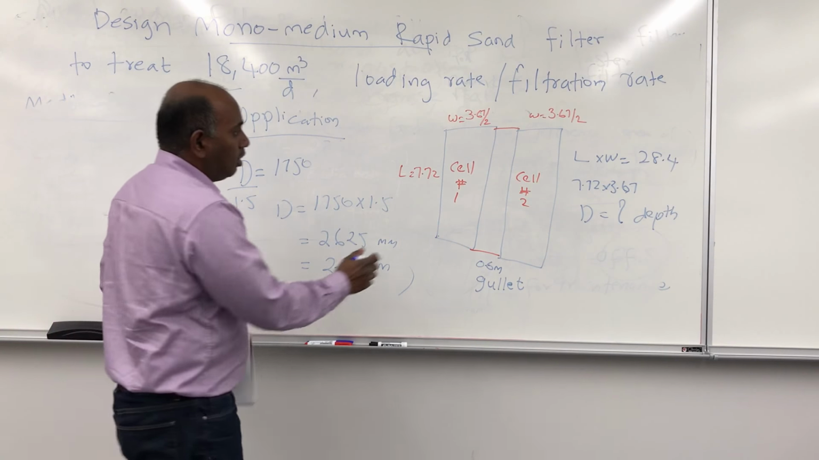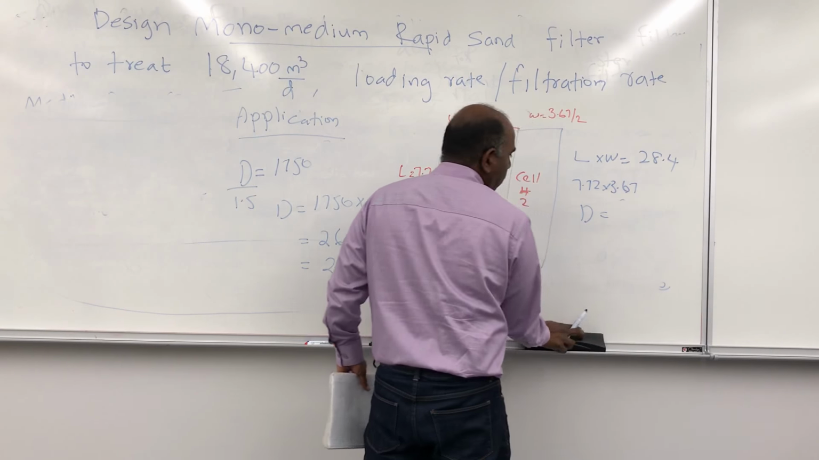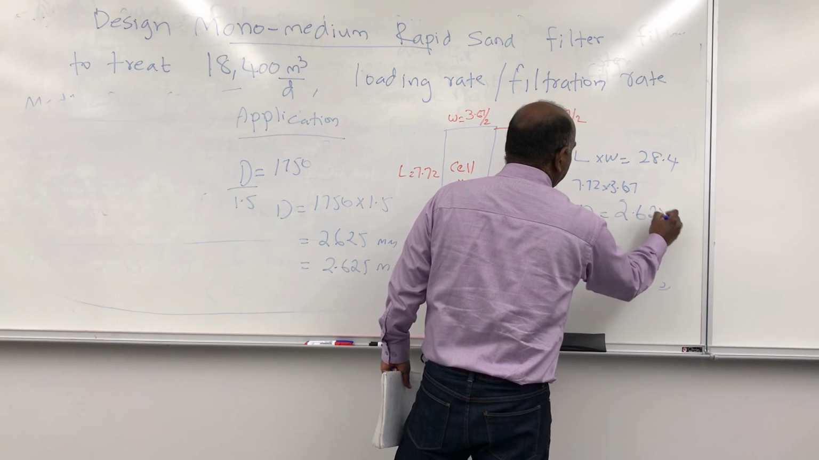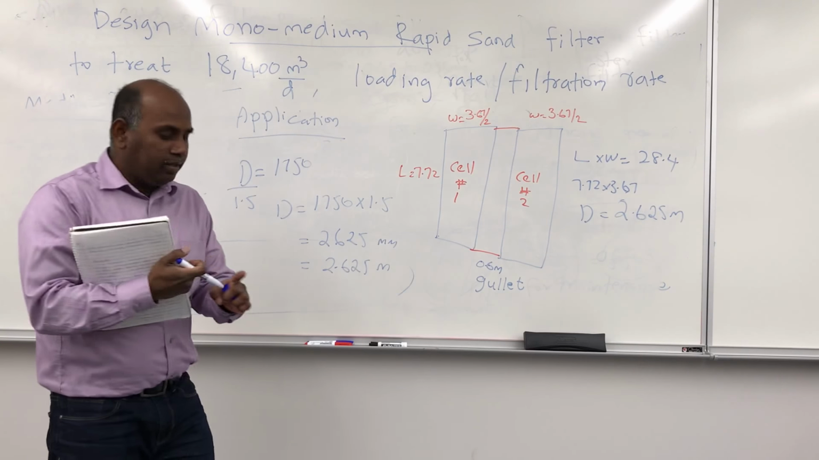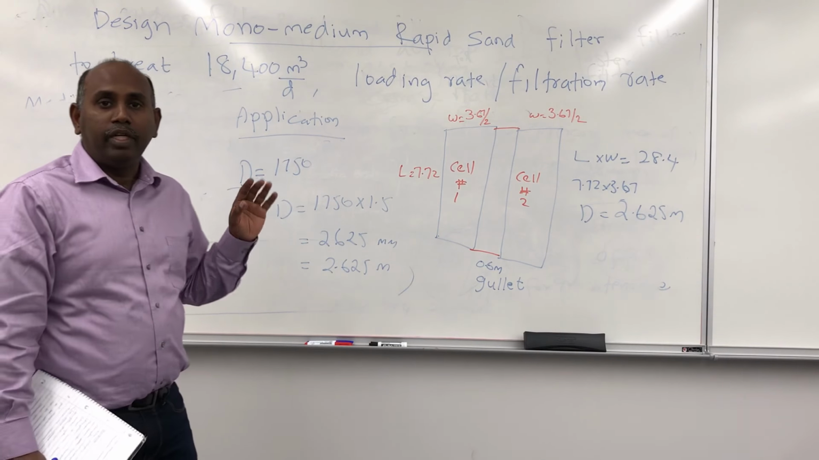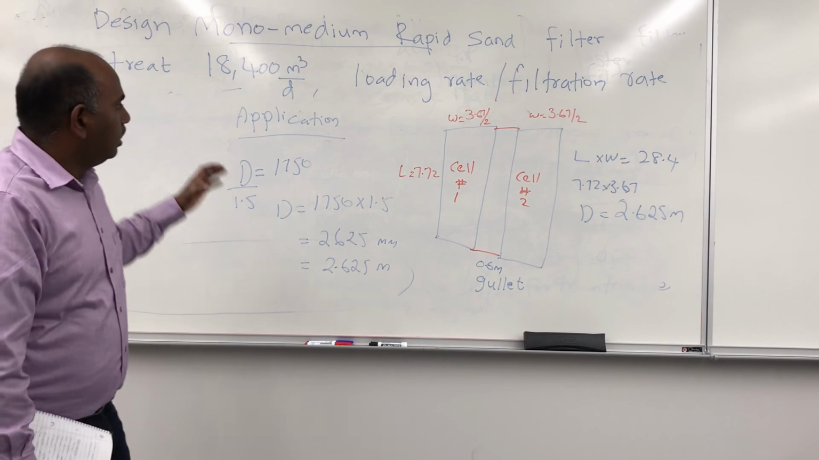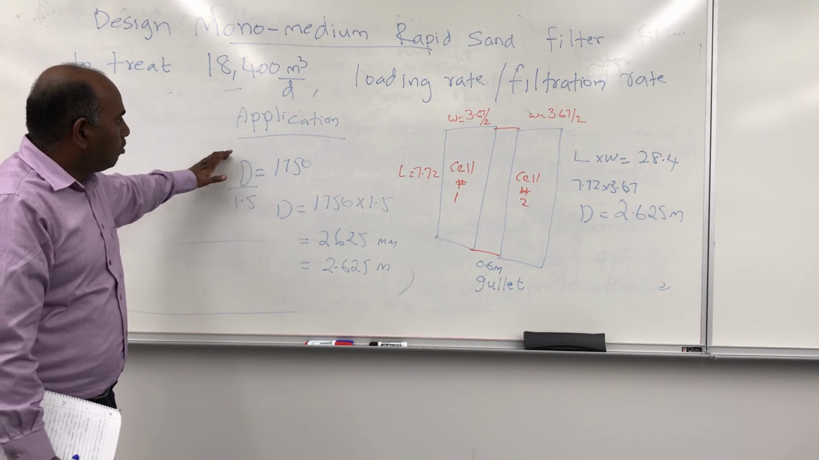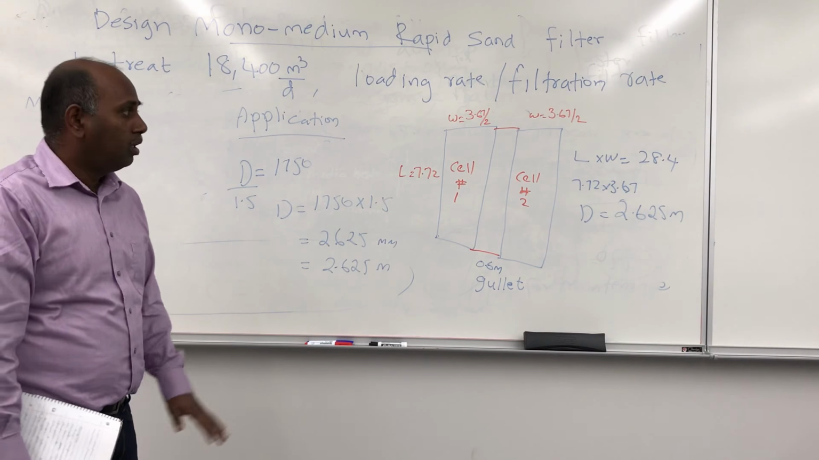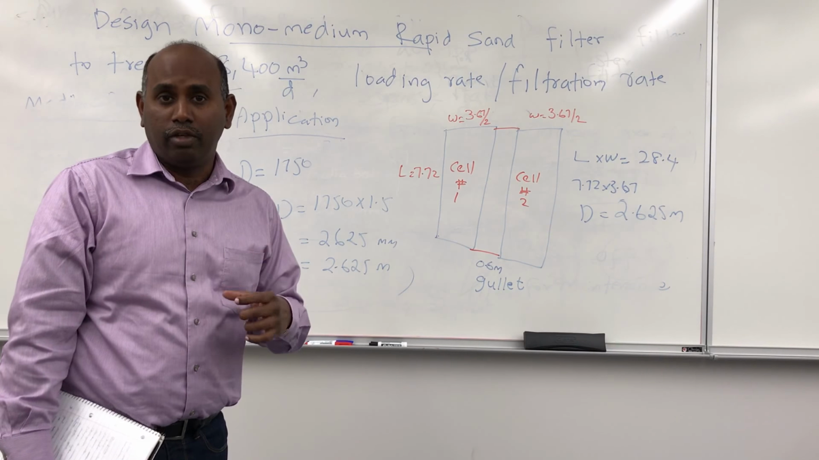So now depth D is 2.625 meters. So we designed the length, width and depth of the filter, and we did that by calculating the number of filters needed, the surface area needed, and then making an assumption that depth to effective size is 1750 and effective size is 1.5. So this completes our design of a granular filter.